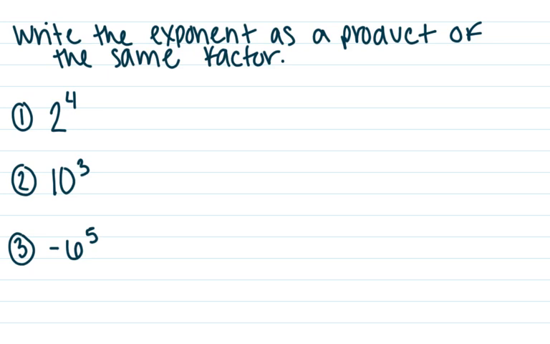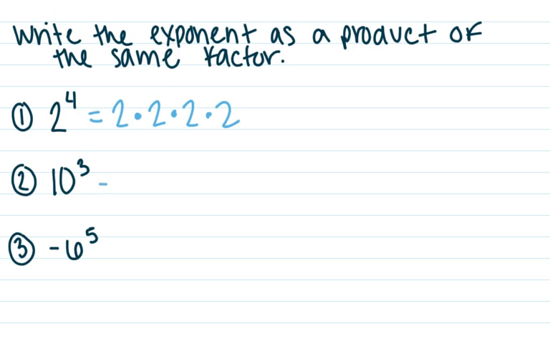The first way that we may be asked to deal with exponents is to write an exponent as a product of the same factor. What that means is that they want us to write it out. So for example, number 1, that is the base 2 being repeated 4 times. So 2 times 2 times 2 times 2. They're not asking us to solve it or anything like that. They didn't ask us to find the value. They just asked us to write it as a product of the same factor, meaning they want us to write it out. What multiplication is actually occurring here?